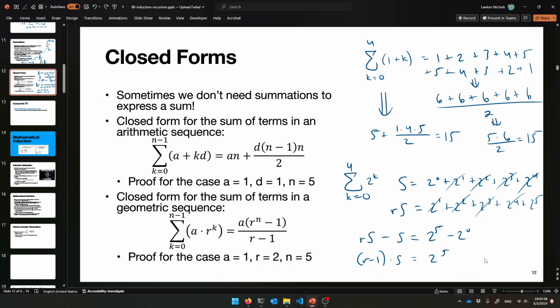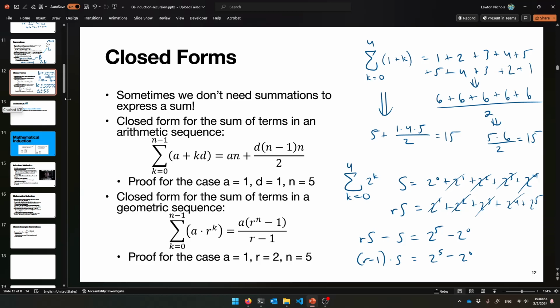Okay? I hope that makes sense. 2 to the 5th. I'm bad at drawing 5s today, apparently. Minus 2 to the 0. Right? And so that's kind of why this looks like that. That's a hand-wavy proof for you. But those are closed forms.